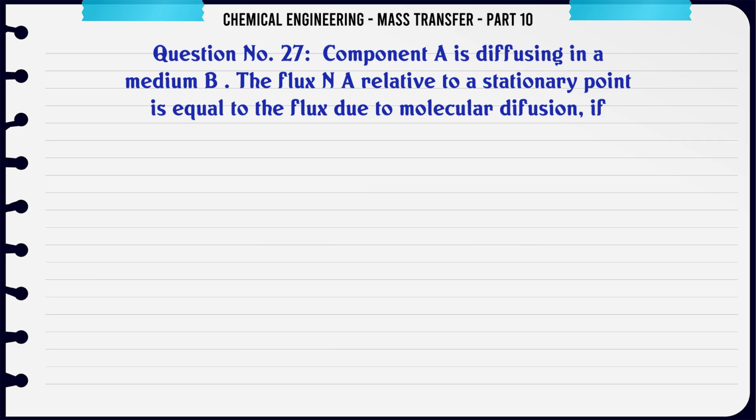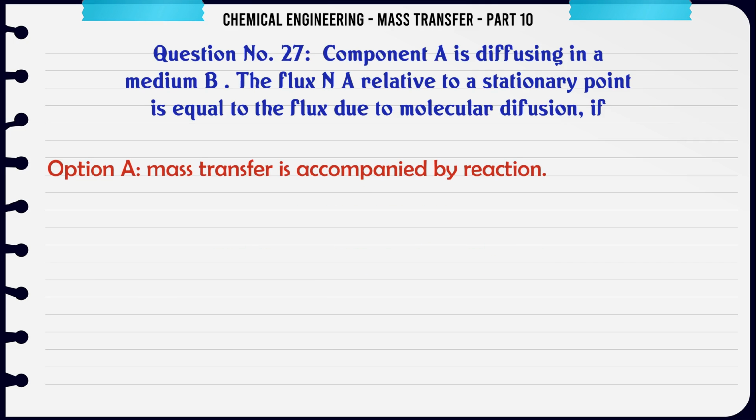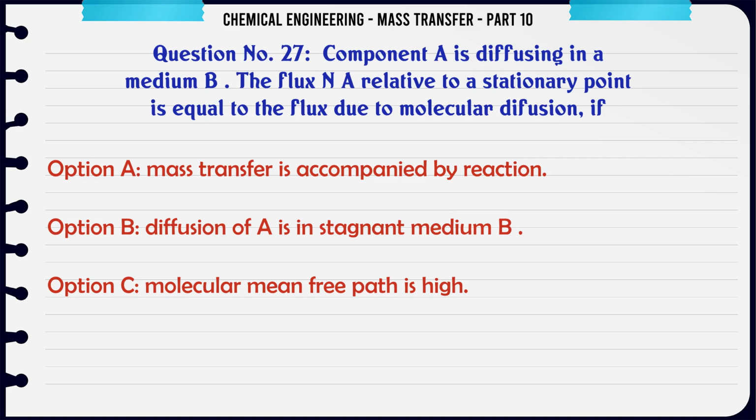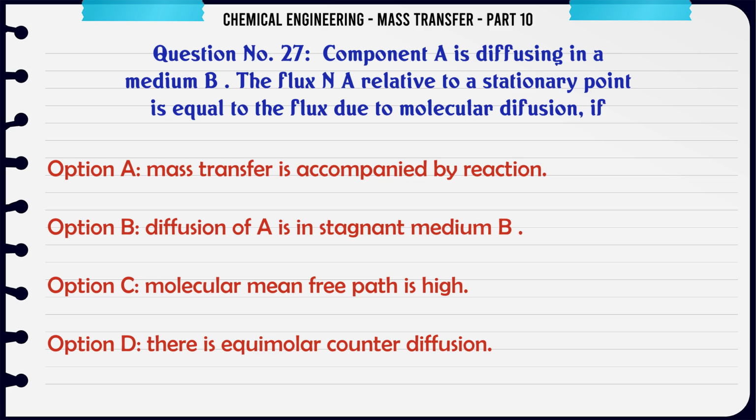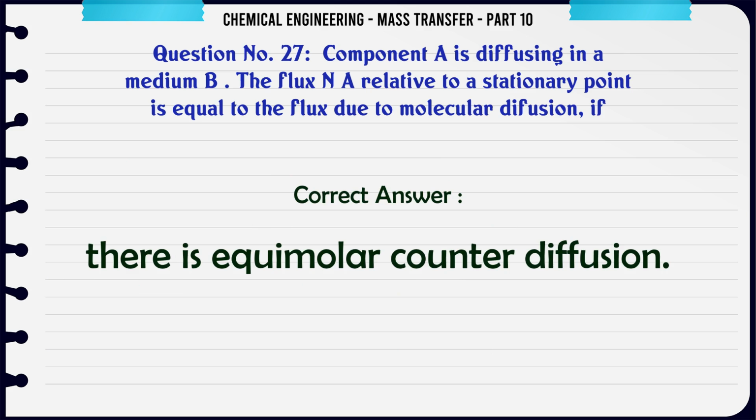Component A is diffusing in a medium B. The flux Na relative to a stationary point is equal to the flux due to molecular diffusion if A. Mass transfer is accompanied by reaction. B. Diffusion of A is in stagnant medium B. C. Molecular mean free path is high. D. There is equimolar counter diffusion. The correct answer is there is equimolar counter diffusion.